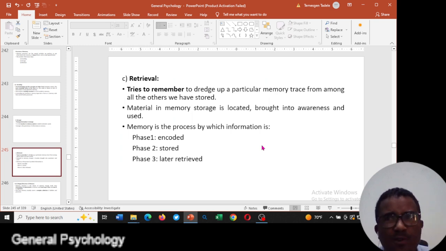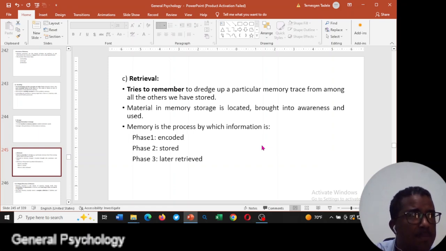After we store information, one day we will use or apply that specific information. This process is called retrieval. Retrieval is the process of trying to remember information from storage. Or retrieval means using information again and again by bringing information back from long-term memory into short-term memory.